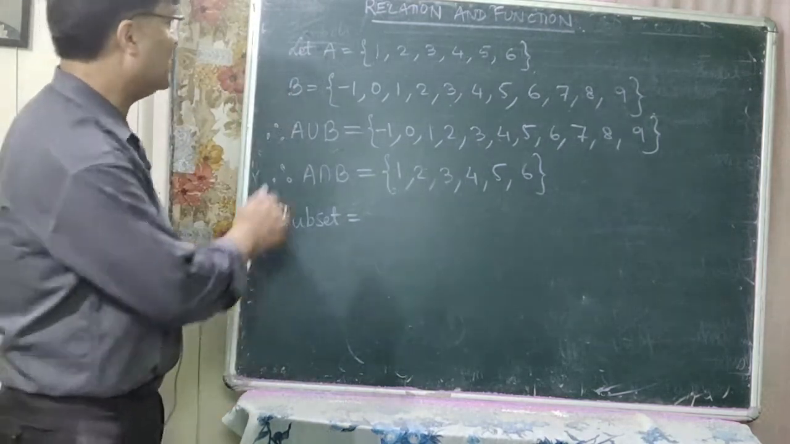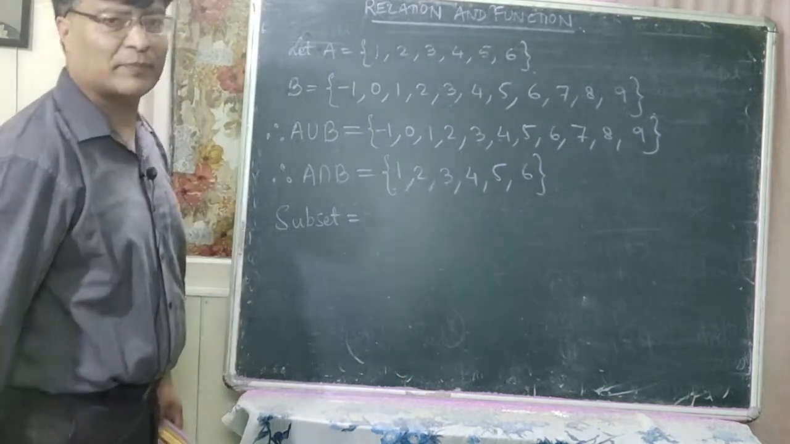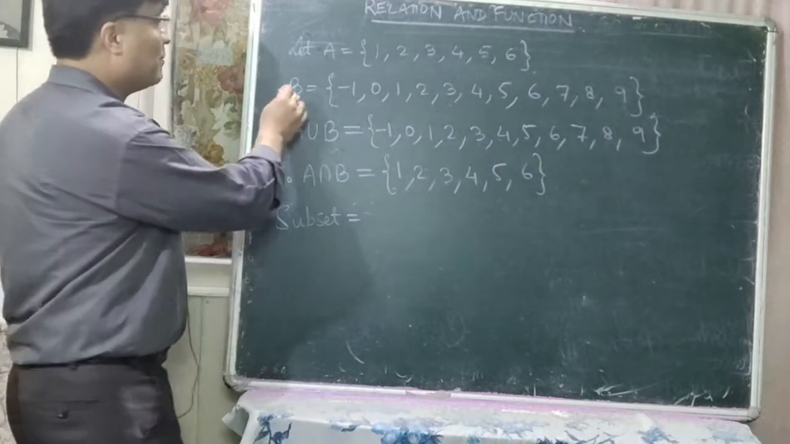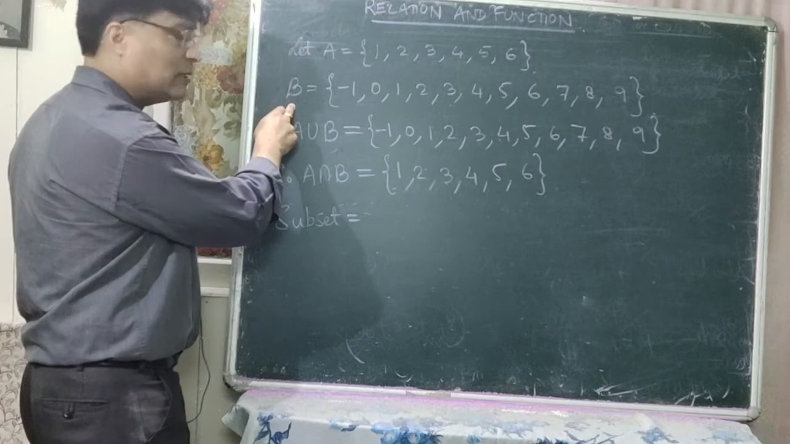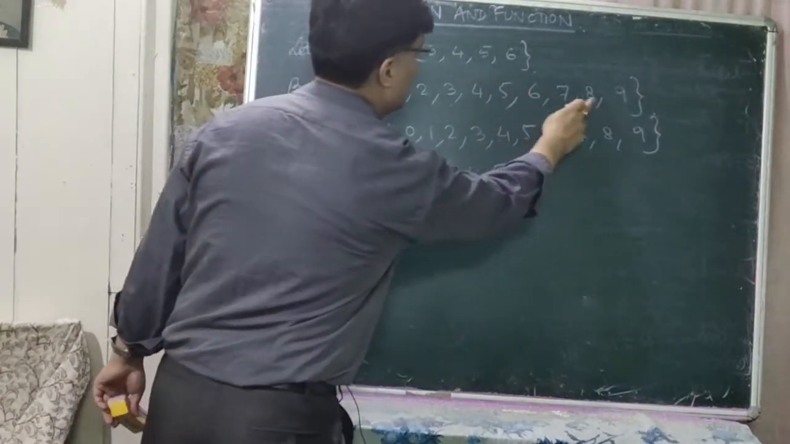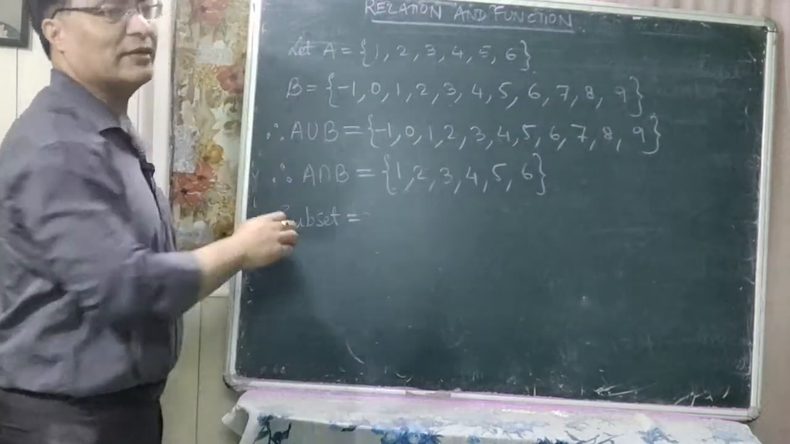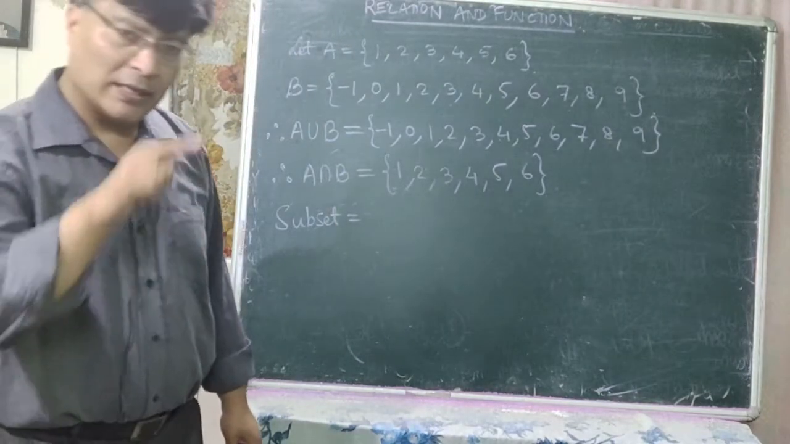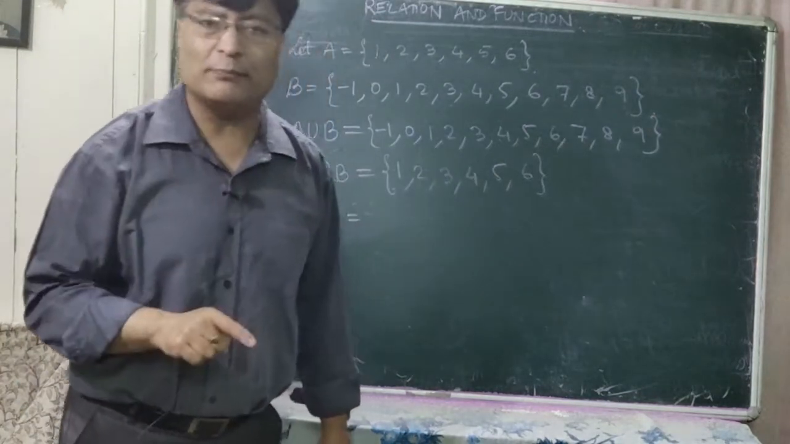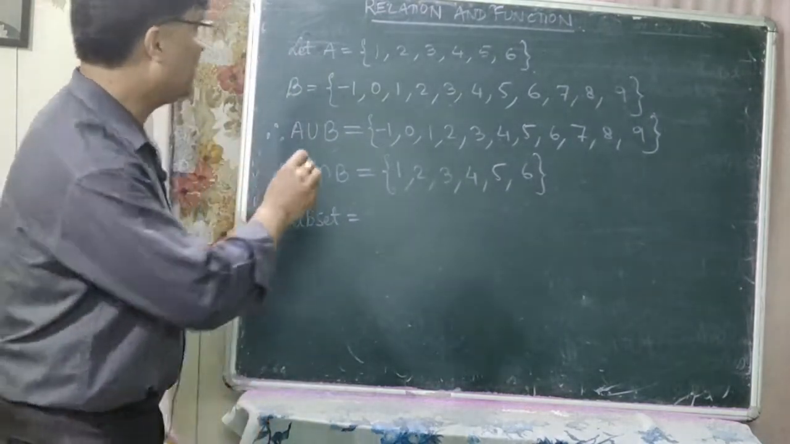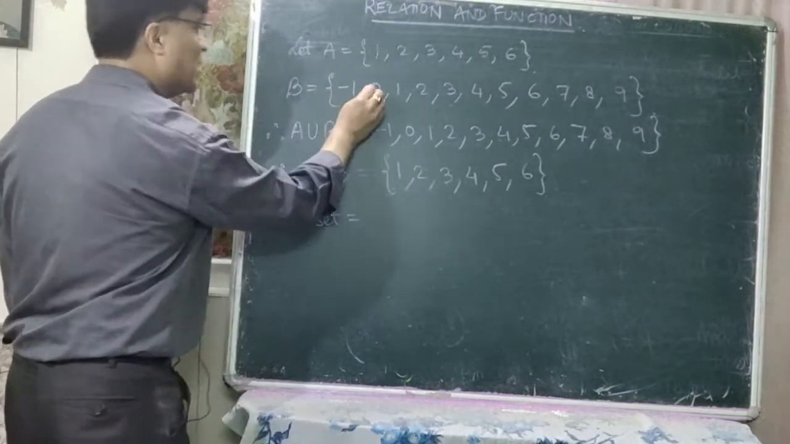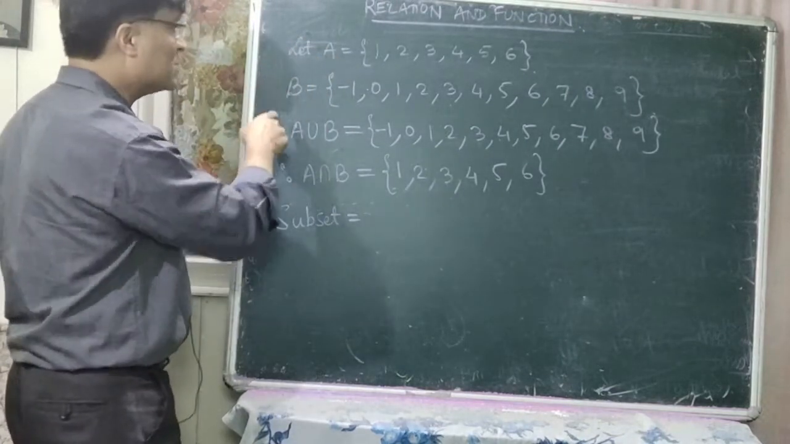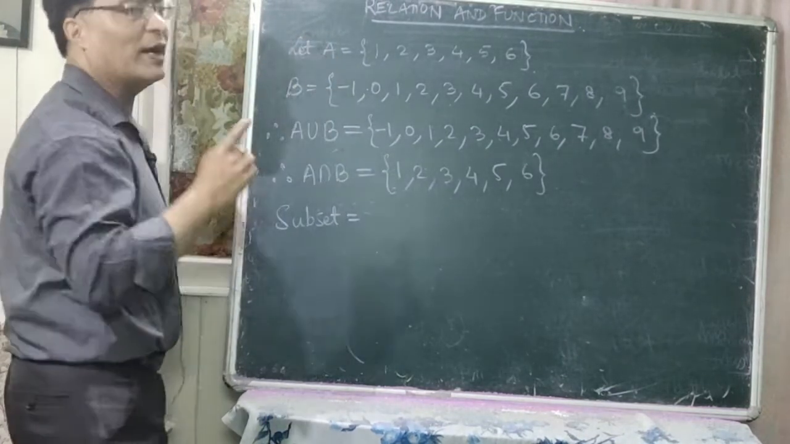Okay, but is B a subset of A? Is B a subset of A? No. So yeah, B has some elements, that is minus 1, 7, 8, 9, which are not in A. So B is not a subset of A. In this case, A is a subset of B, because every element of the set A is also an element of the set B. So A is a subset of B, but B is not a subset of A. Why?